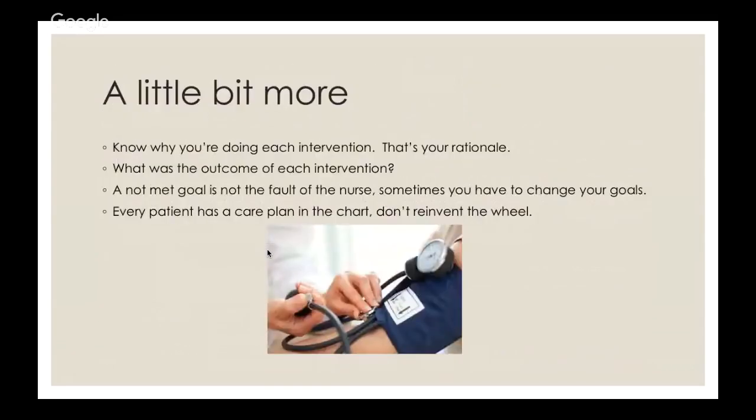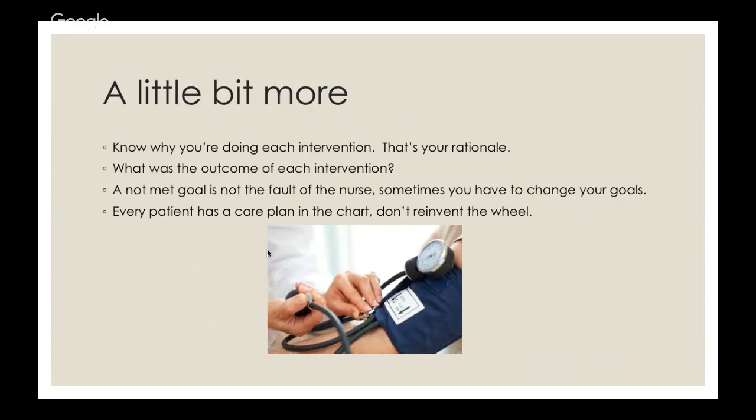And then you also need to know why you are doing these interventions. What's the rationale? If you're checking vital signs, why are you checking vital signs? What are you going to need to know about that? What is the purpose of what you're doing? And then you want to know what the outcomes were for the intervention. So when you're putting this care plan together, you're going to have your goal, your intervention, your rationale, and your outcome. You want to make sure you have all of those together one at a time.